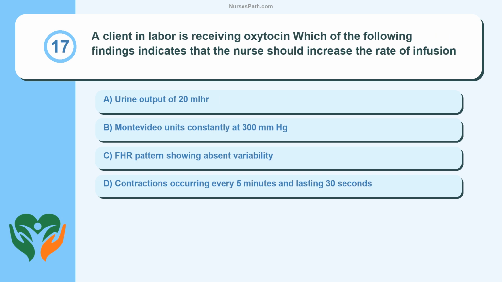Question 17. A client in labor is receiving oxytocin. Which of the following findings indicates that the nurse should increase the rate of infusion? Urine output of 20 ml/hr. Montevideo units constantly at 300 mm Hg. FHR pattern showing absent variability. Contractions occurring every 5 minutes and lasting 30 seconds.